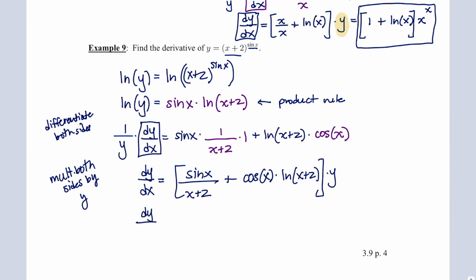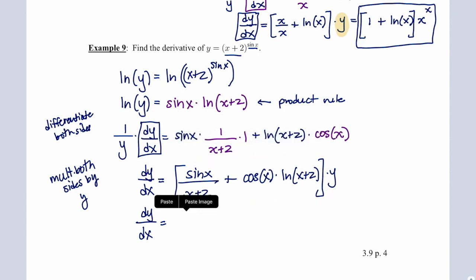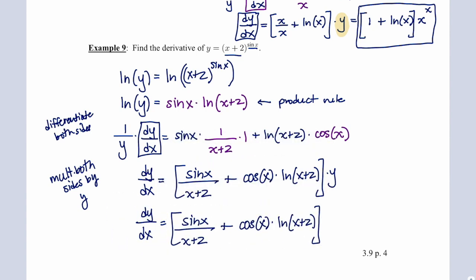So I'll have dy/dx equals this stuff times (x plus 2) to the sine of x. You always want to get back to x's when you can. And anytime you start with this form, variable base and variable exponent, you'll be able to get your derivative just in terms of x.